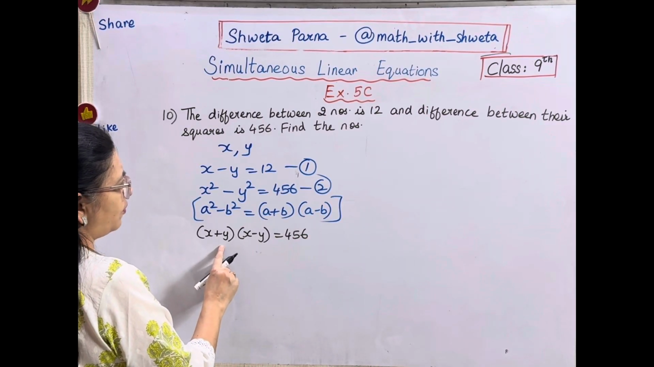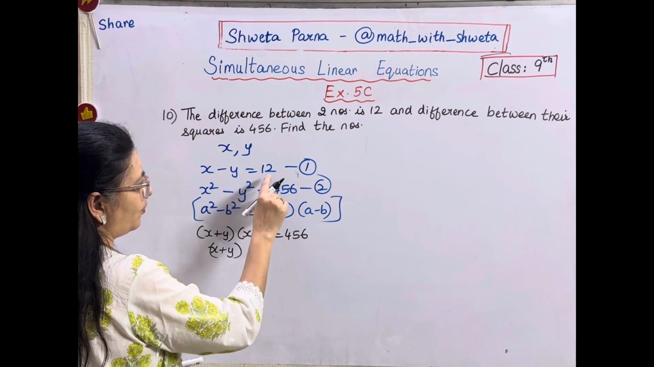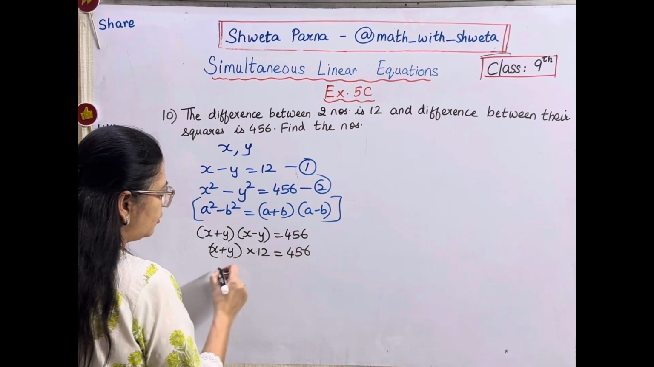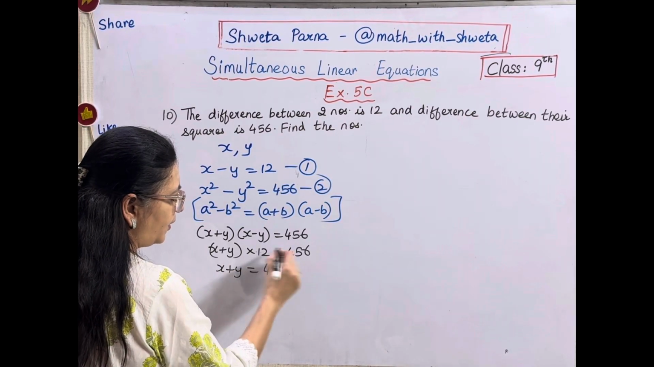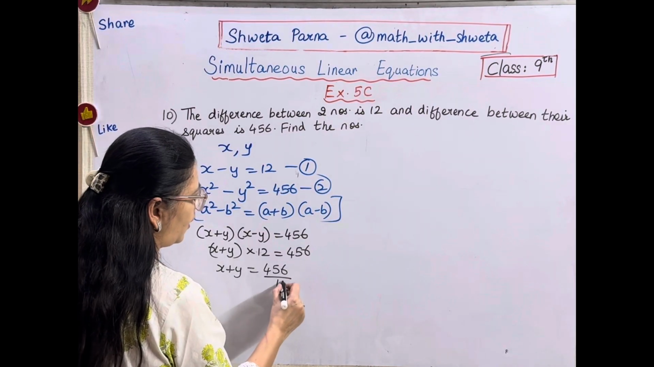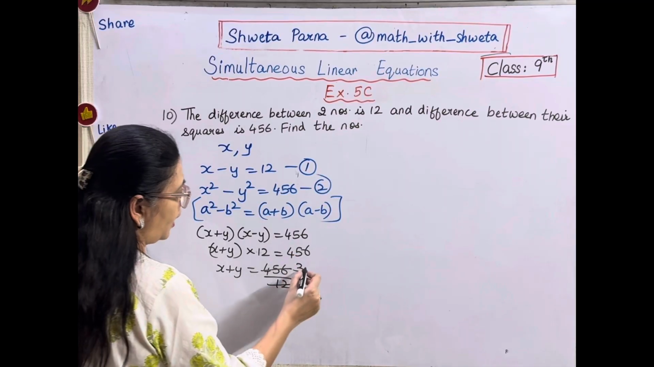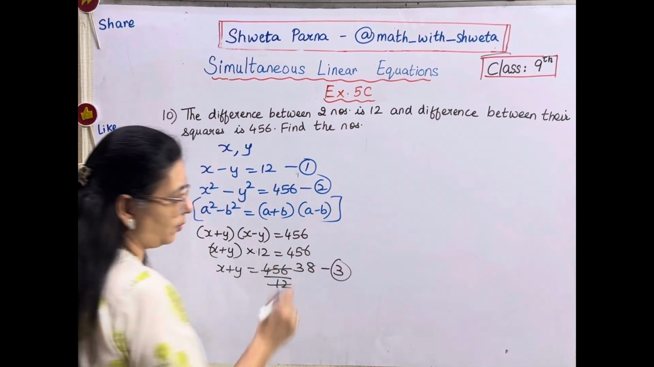Now x plus y, keep it like that. x minus y, it is 12, is equal to 456. So x plus y is equal to 456 divided by 12. What is the opposite of multiplication? Division. Divide by 12. So 12 3s are 36, 9, so it is 38. So this becomes your third equation.